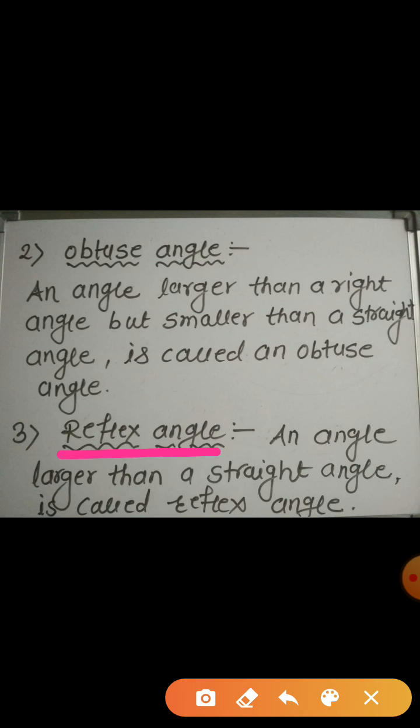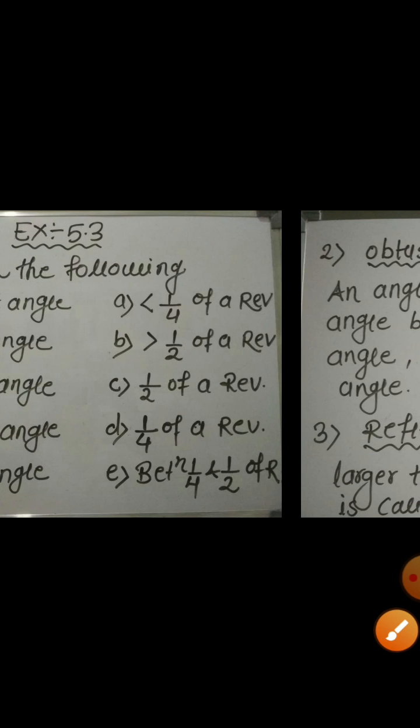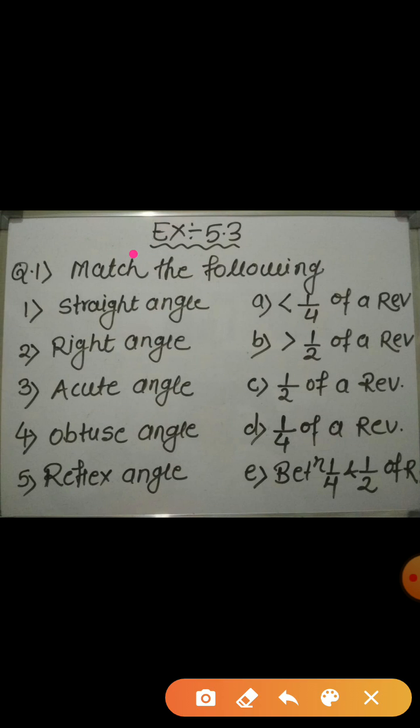Now, the next one, it is reflex angle. An angle larger than a straight angle is called a reflex angle. Thus, the measure of a reflex angle is always greater than 180 degree. Based on it, let us discuss the exercise 5.3.